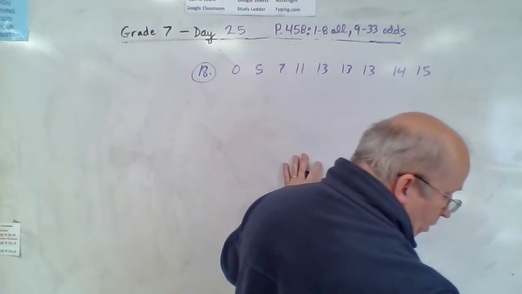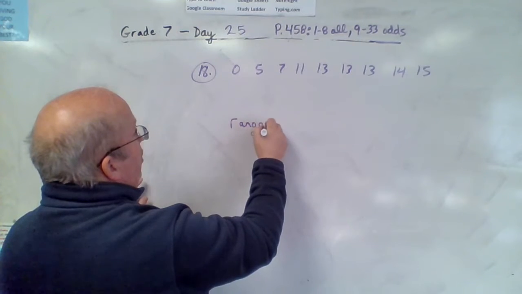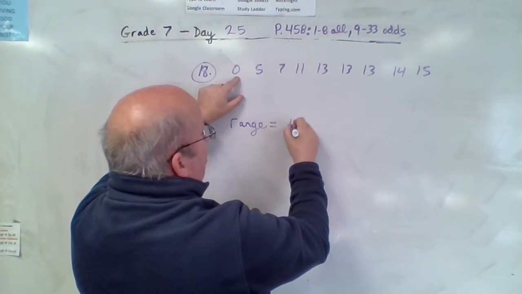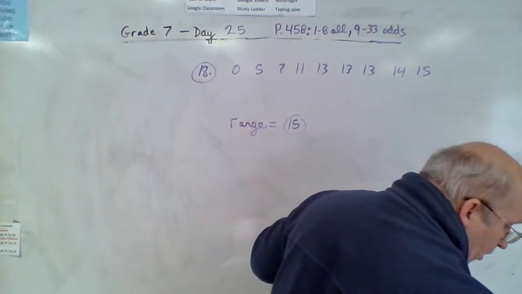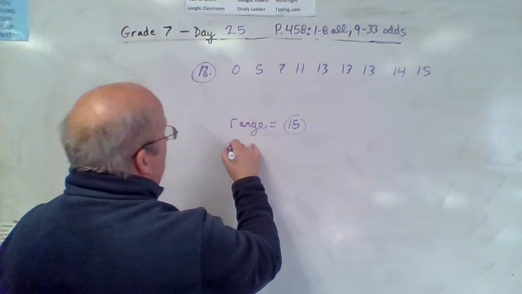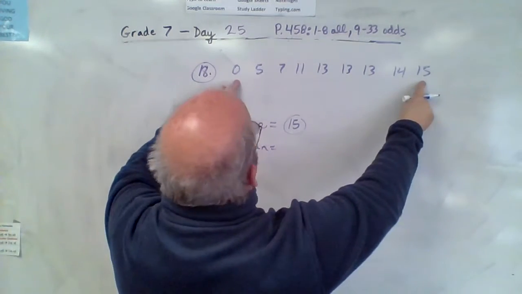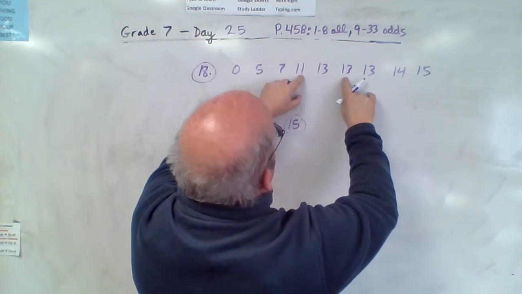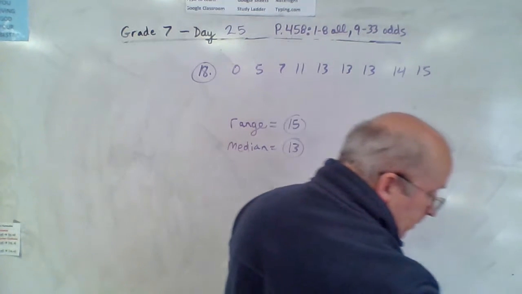Okay, so first thing we want to find is the range. What is the range in this set of data? That's the lowest number subtracted from the highest number. So that would be 15 minus 0, which is 15. We need to find the median. The median is the middle number in the set of data. Yay, they put them in order. The middle number is 13. That's a pretty easy one.